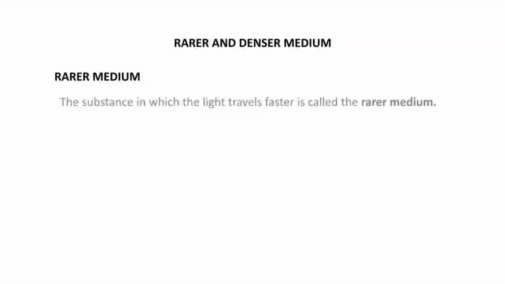Rarer and denser medium. Light travels in different media with different speeds. In some media its speed is fast, whereas in some media its speed is slow. The medium, or substance, in which light travels faster is called the rarer medium. So the substances in which light has more speed are called optically rarer medium, for example air, vacuum, etc. Here the speed of light is maximum.